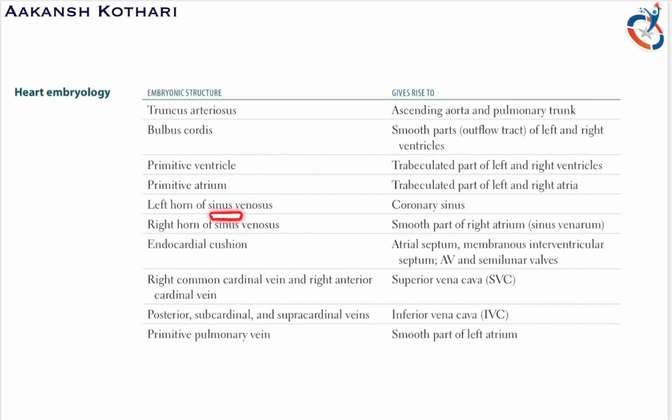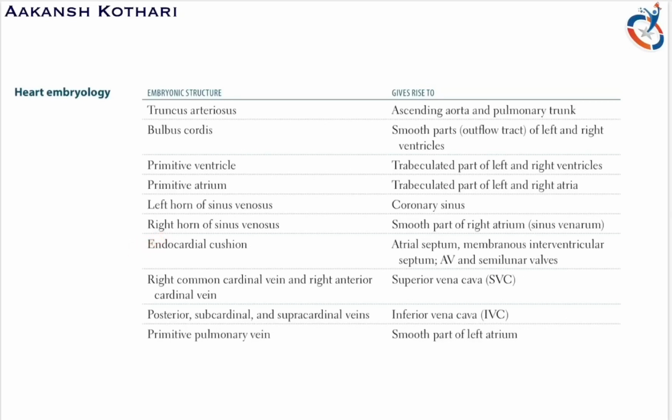Now let's talk about the sinus venosus. The sinus venosus has two horns, the left horn and the right horn. The left horn gives rise to coronary sinus, whereas the right horn, this is very important, the right horn gives rise to the smooth part of the right atrium, whereas the smooth part of the left atrium is given by the primitive pulmonary vein. So the smooth part of the left atrium by primitive pulmonary vein, the smooth part of the right atrium by right horn of sinus venosus.